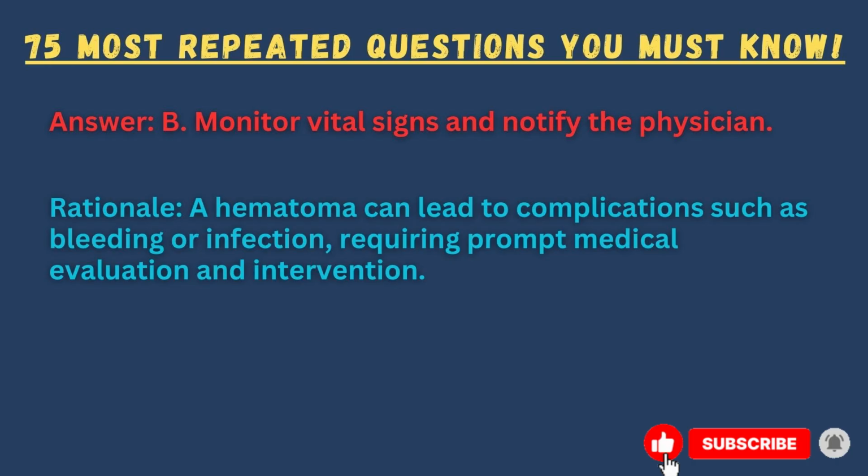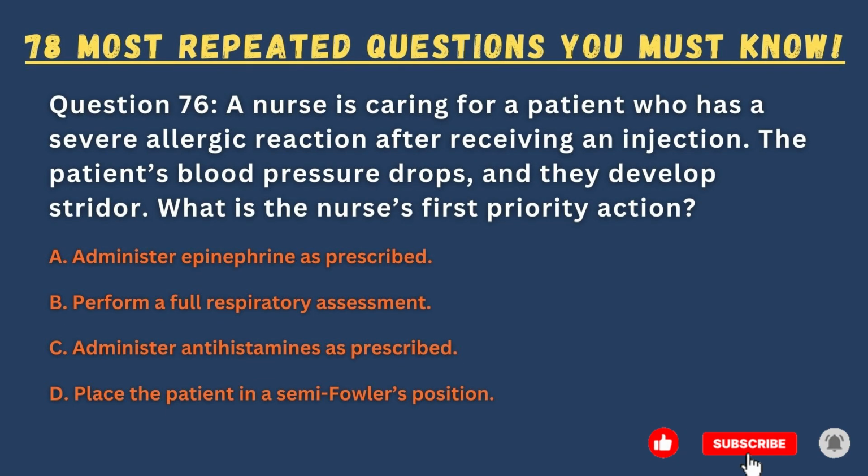Answer: B. Monitor vital signs and notify the physician. Rationale: a hematoma can lead to complications such as bleeding or infection, requiring prompt medical evaluation and intervention. Question 76. A nurse is caring for a patient who has a severe allergic reaction after receiving an injection. The patient's blood pressure drops, and they develop stridor. What is the nurse's first priority action?